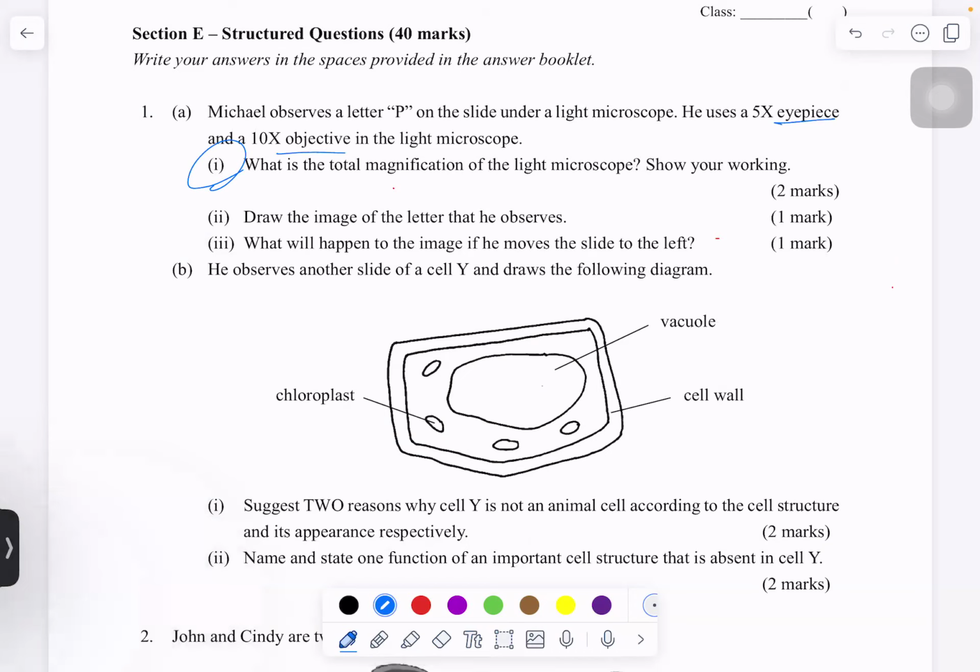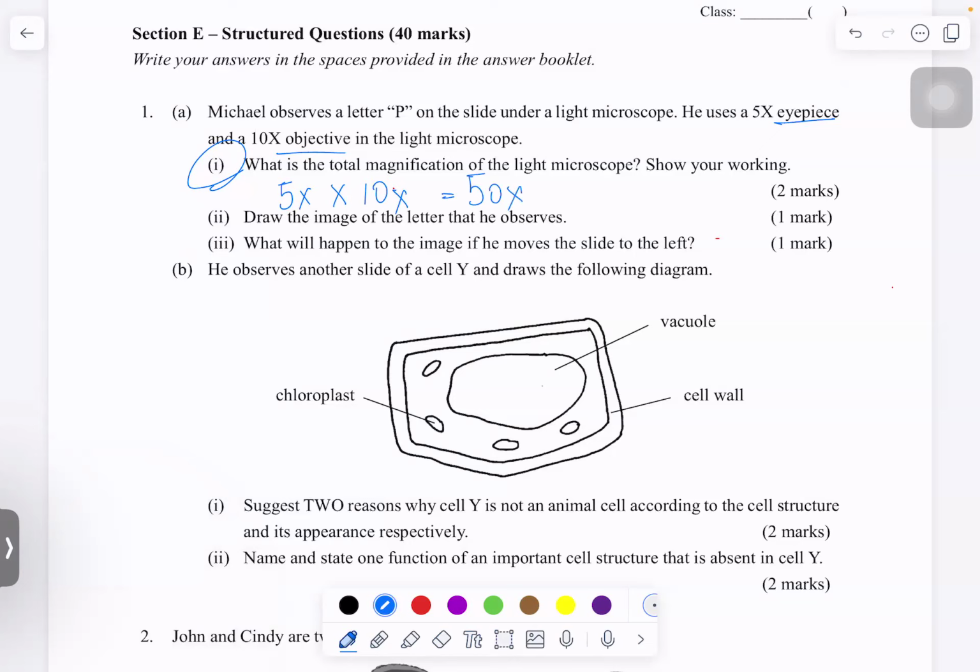In this case, we need to multiply the eyepiece and also the objectives. So how can we multiply it? For the eyepiece, it is 5 times. Then we multiply by 10 times, which is the objectives. Then the total magnification would be 50 times. So this would be the total magnification of the light microscope.